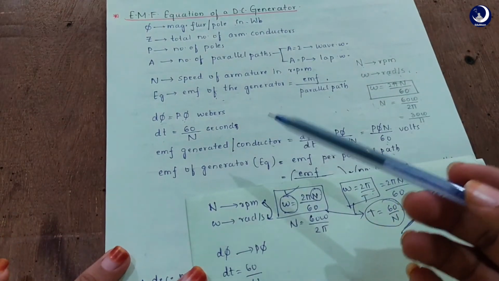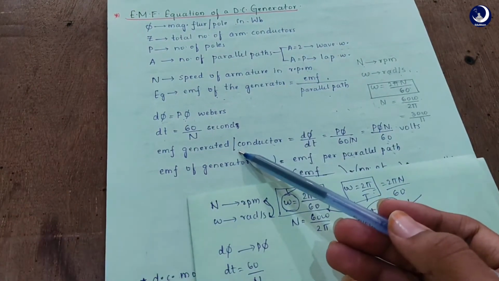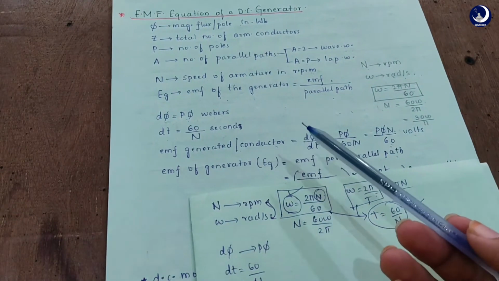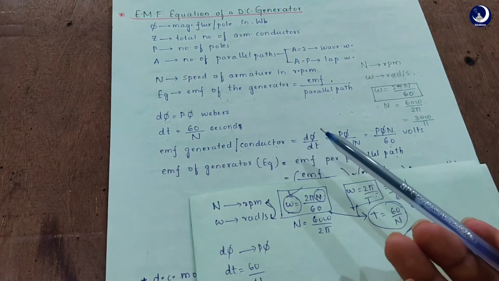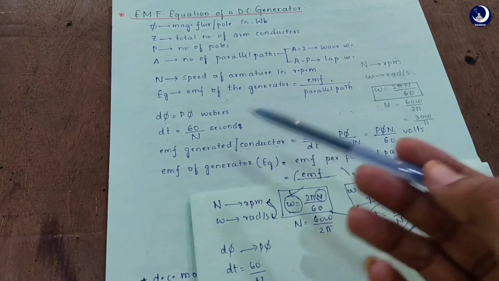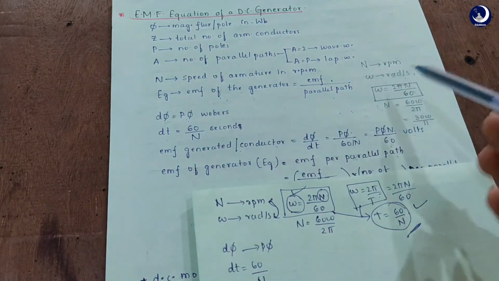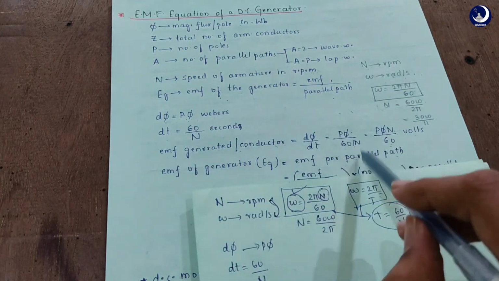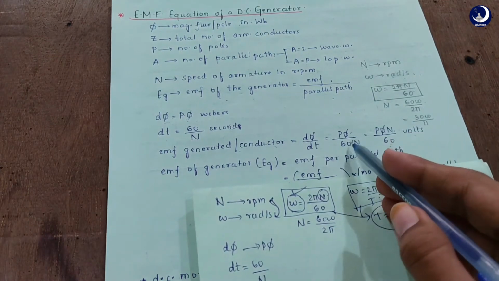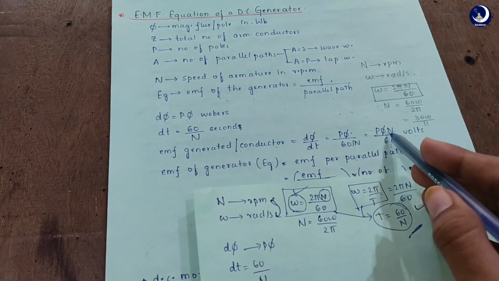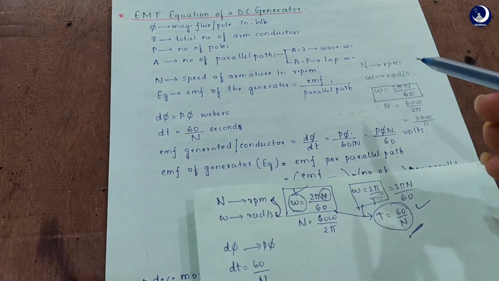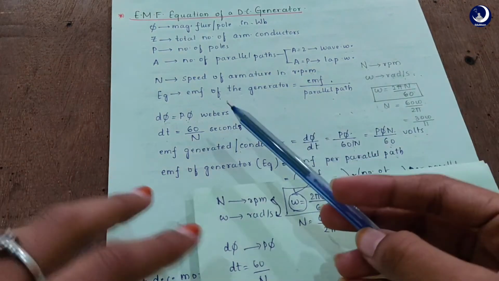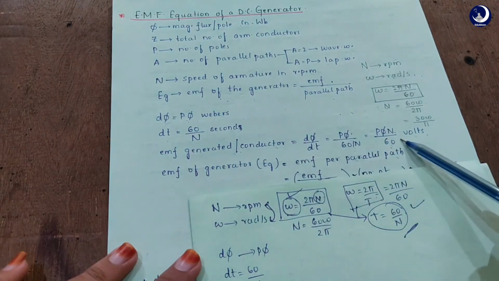So what is the EMF generated per conductor? EMF is d phi by dt, right? Change in magnetic flux per time. So d phi by dt, where d phi is P phi Webers, which we have substituted, and dt is 60 by N. So P phi by 60 by N equals N P phi by 60 volts. This is the EMF generated per conductor.